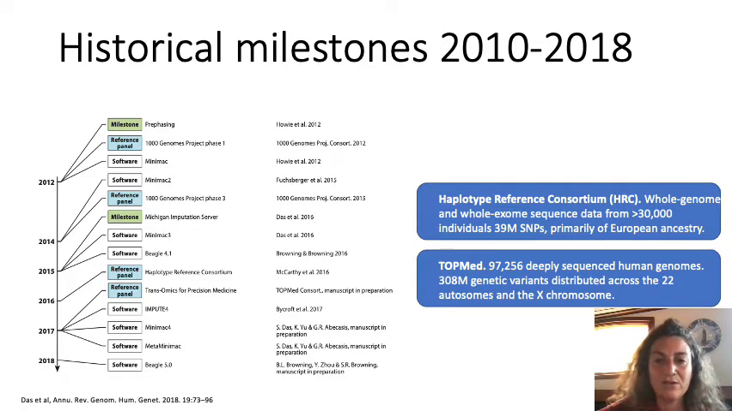And finally, we now have a reference panel from the Trans-Omics for Precision Medicine, TOPMed, program, and this consists of almost 100k deeply sequenced human genomes, and it can yield up to 308 million genetic variants to be identified.